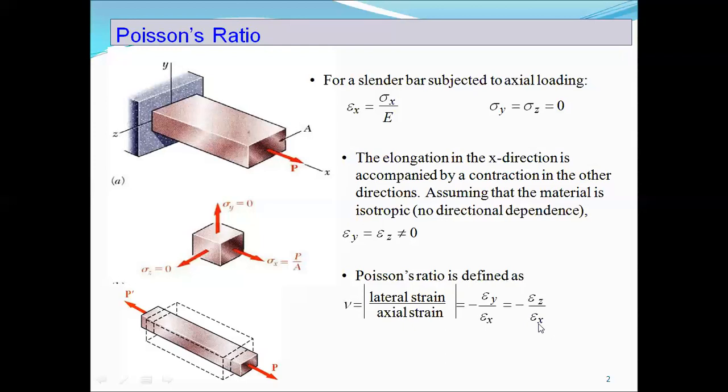If epsilon x is negative, if we apply a compressive load, then what would happen? The dimensions along the y-axis and z direction would increase, so bulging would occur in the material. The negative sign just means that these two would always be opposite, and these two would always be opposite.